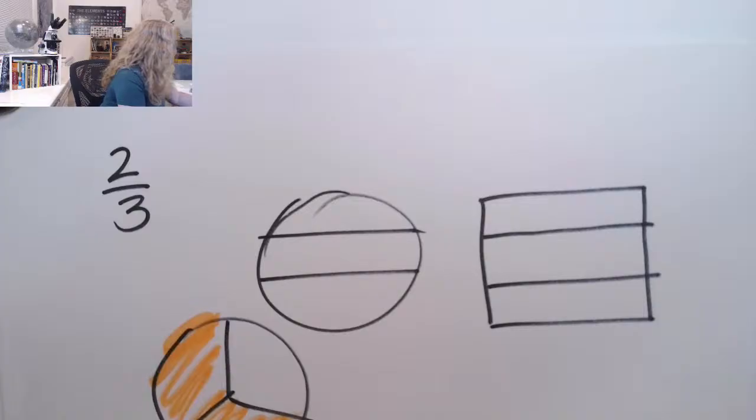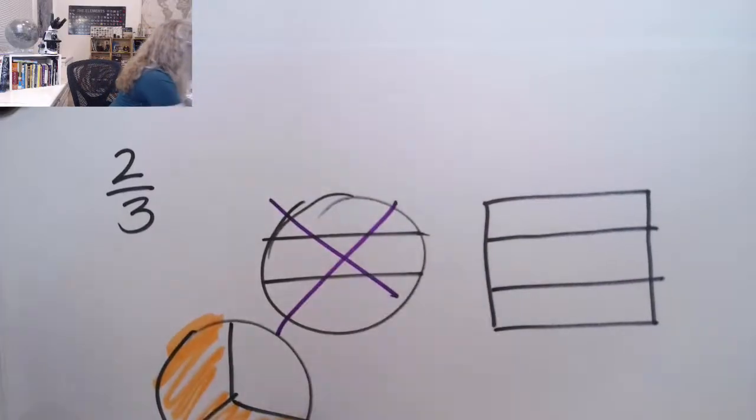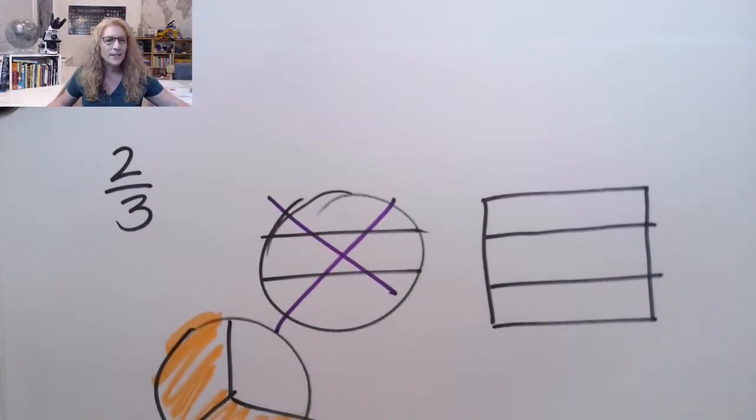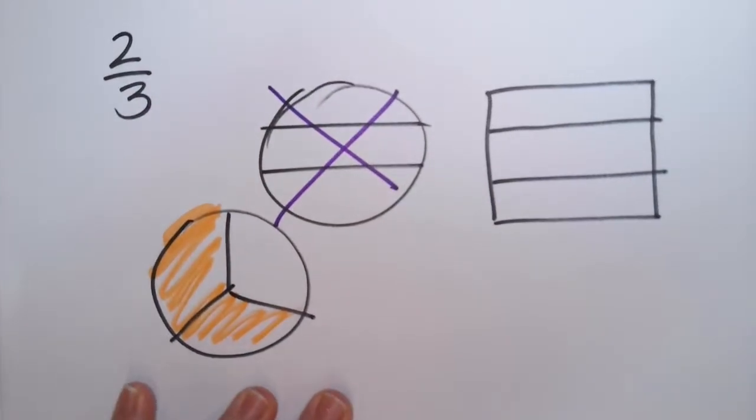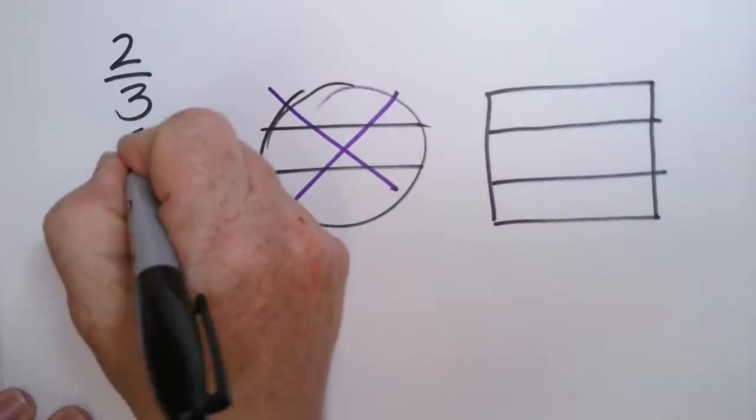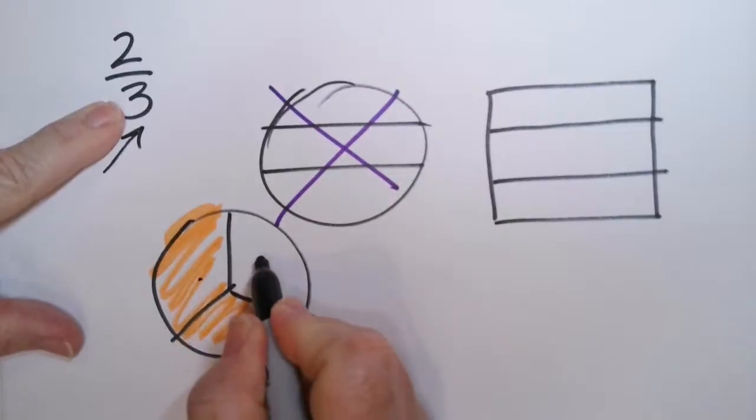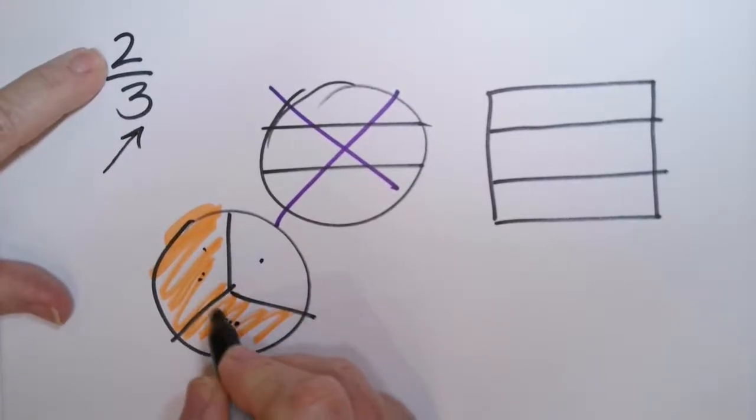Okay, so what does 2/3 actually mean? Let me take you down to my desk entirely. So what does 2/3 mean? 3 is the number that makes a whole. So 1, 2, 3. 2 is the number that we're talking about.